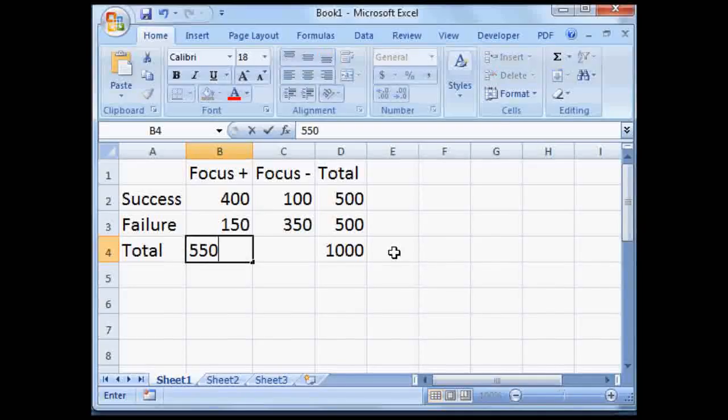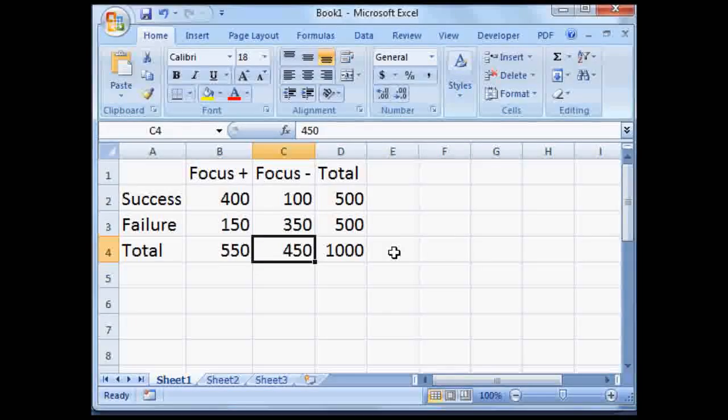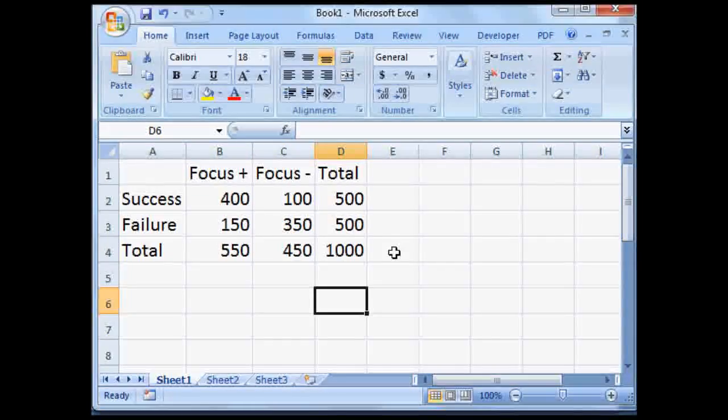So now here, 550, right? This has to total 450. And if we did it all right, this is where you can check: this plus this equals this. Okay, there we go. So we have our contingency table.